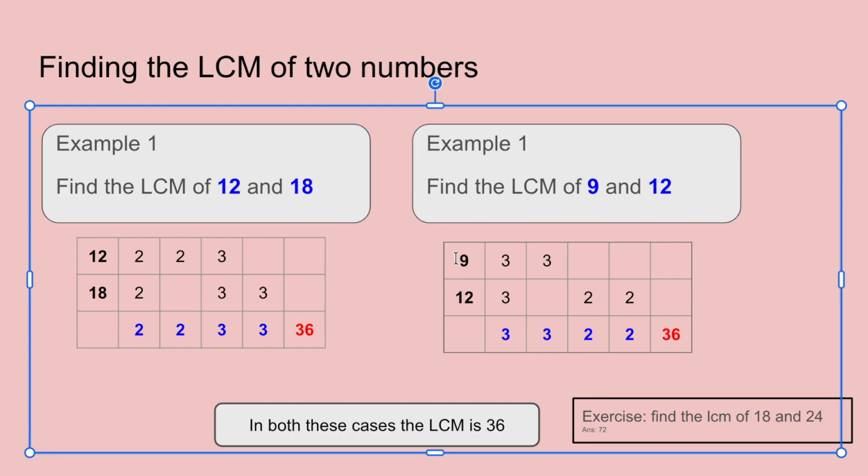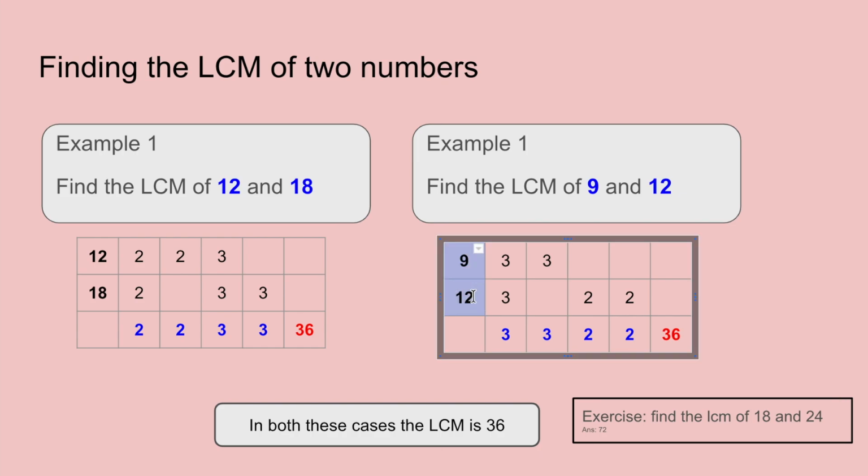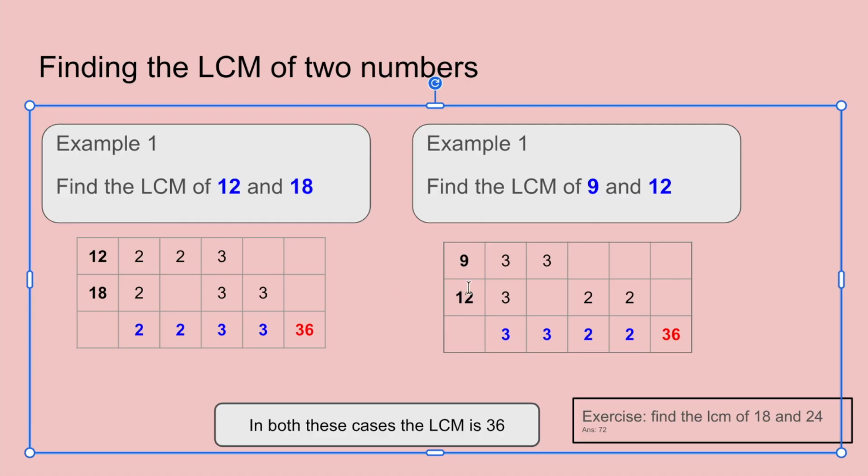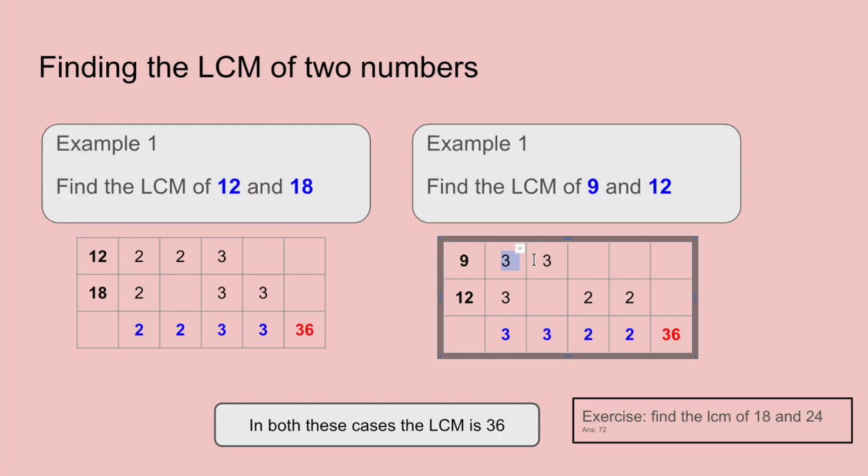Another example, for 9 and 12. How do we find the LCM of 9 and 12? We again have to find the smallest number where 9 and 12 can divide evenly. That is the requirement. So 3 times 3 is 9. Those are the prime factors for 9. For 12, we have 3 times 2 times 2. 3 times 2 is 6 and 6 times 2 is 12.